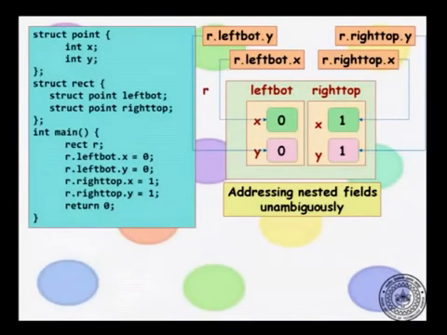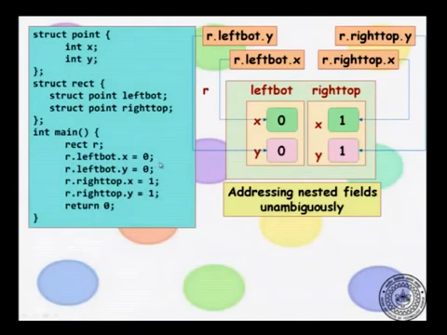So, again you would use the dot notation. It is a very consistent representation. Inside the code of main, I would say struct rect r, and then I would say r dot left bot dot x equal to 0. This says to take the left bottom subfield of r. Since that is a structure, r dot left bot itself has subfields, x and y. Its x coordinate is assigned 0. Similarly, r dot left bot dot y equal to 0, and so on.